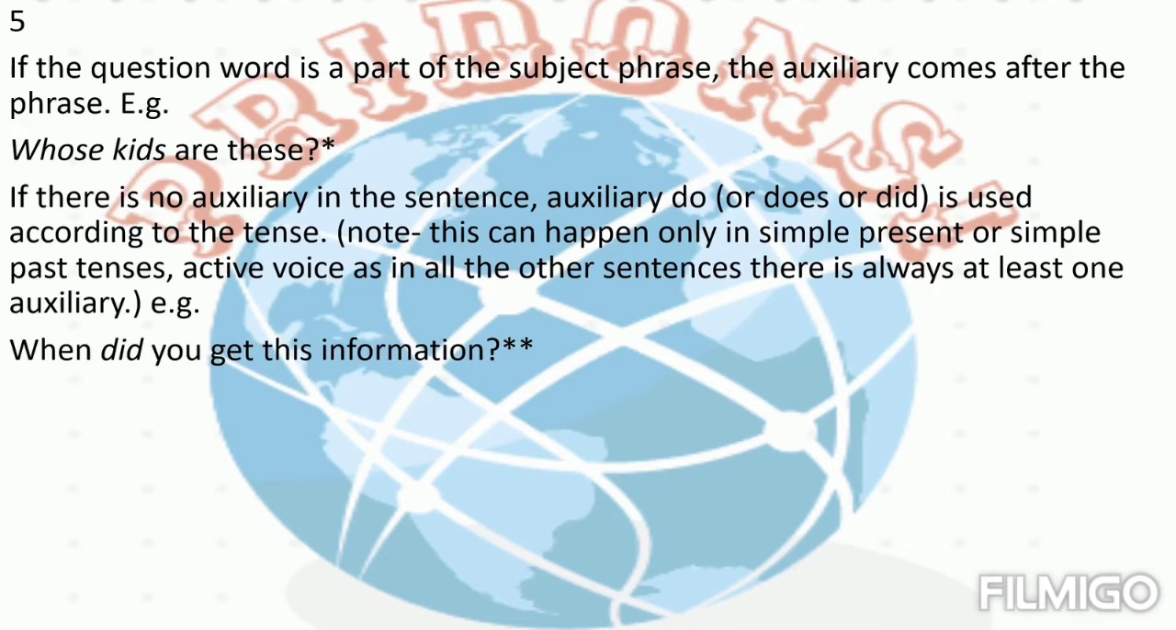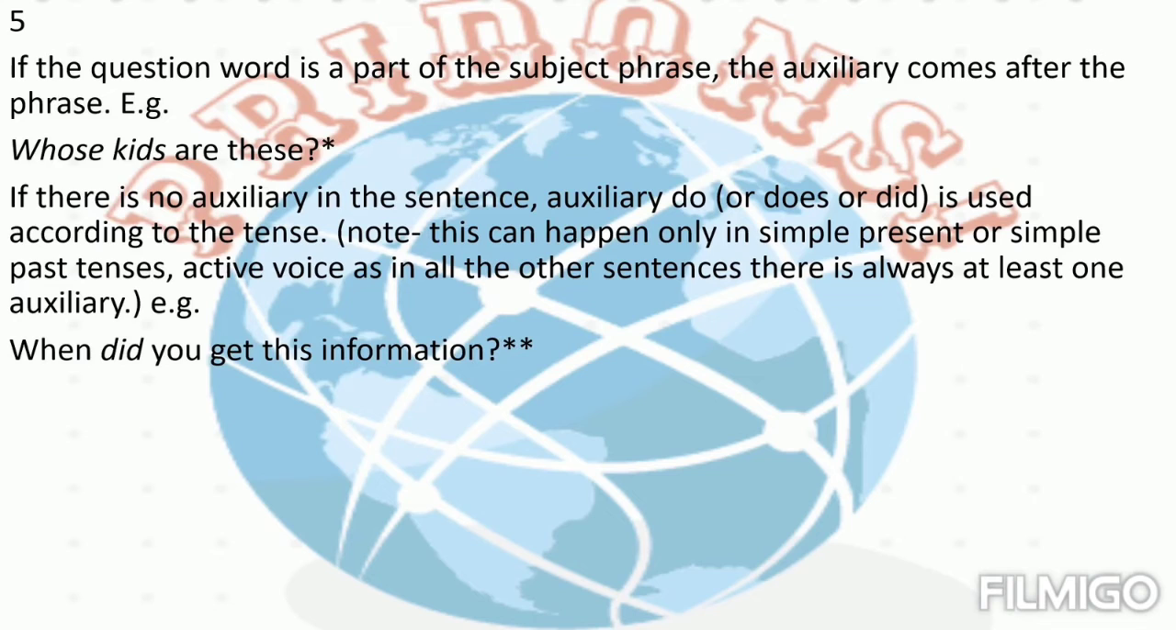If there is no auxiliary in the sentence, auxiliary do or does or did is used according to the tense. Note, this can happen only in simple present or simple past tenses, active voice. As in all the other sentences, there is always at least one auxiliary.